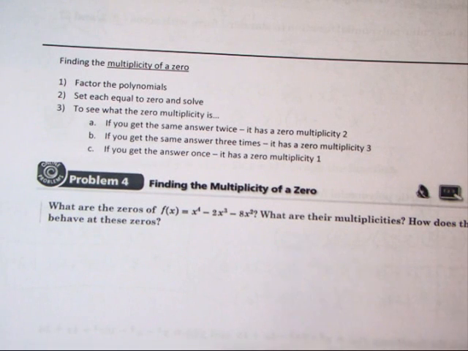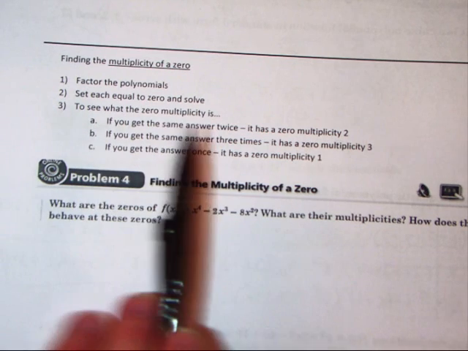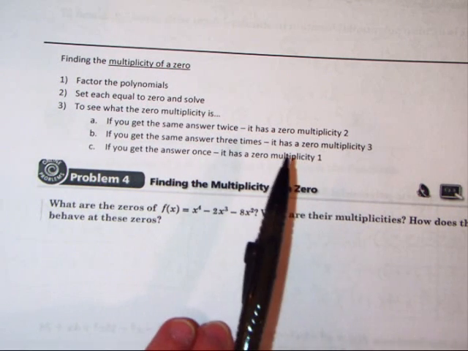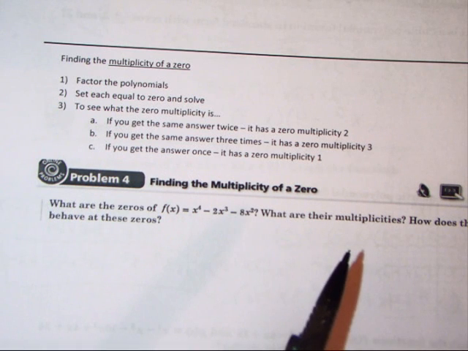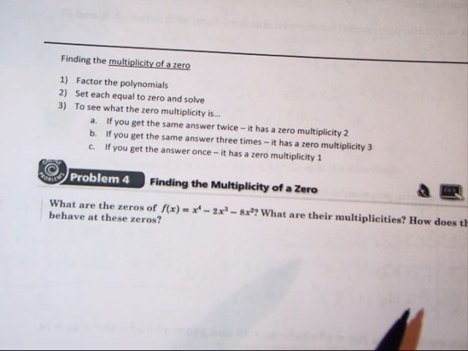The next section of the notes, you need to know how to find the multiplicity of a zero. Step 1, factor. Step 2, set them equal to 0 and solve. Step 3, to see what the multiplicity of 0 is: if you get the same answer twice, it has a zero multiplicity of 2. If you get the same answer 3 times, it has a zero multiplicity of 3. If you get the answer once, it's a zero multiplicity of 1.